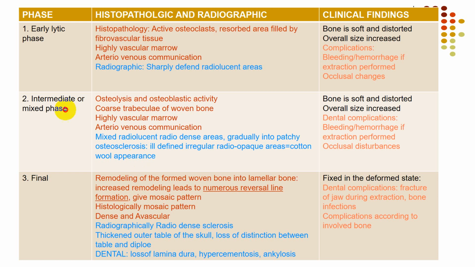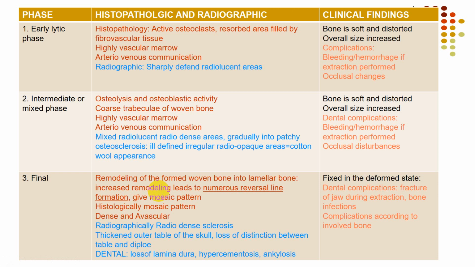Let's go to the final stage. In this final phase, this woven bone will be remodeled into lamellar bone, meaning it will become mature and mineralized bone. But because we have increased remodeling, what does increased remodeling mean? It means we will have osteoclast, osteoblast, osteoclast, osteoblast, bone resorption, bone deposition.